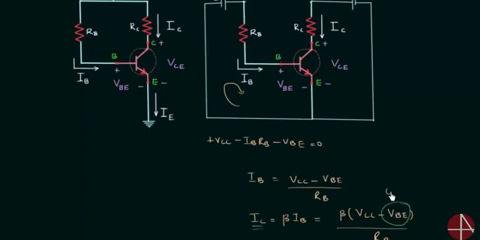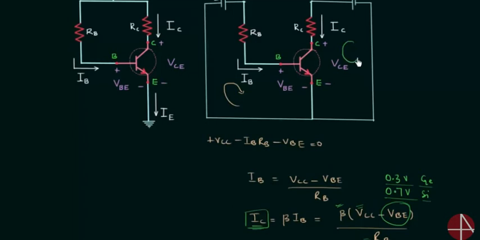VBE is simply equal to 0.7 volts for silicon, and it is equal to 0.3 volts for germanium, because VBE is the voltage across the forward bias diode, and when we replace the diode with its equivalent model and we are considering the constant voltage drop model, then VBE is simply equal to 0.7 volts for silicon and 0.3 volts for germanium. So if we know the beta value, the biasing potential, and the resistance RB, we can easily calculate the output current IC.